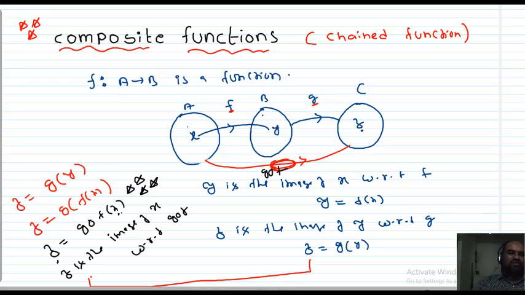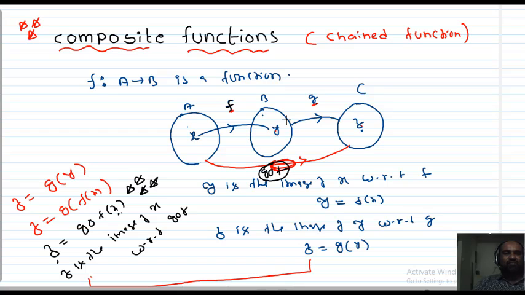Okay. Understood? So when g circle f is defined, when f is said to be a function, every element of A should be used up only once. When g is said to be a function, every element of B should be used up only once. So you want a new function from A to C, no? What is that? Every element of A should be used up and each element of A should be paired with an element of C.